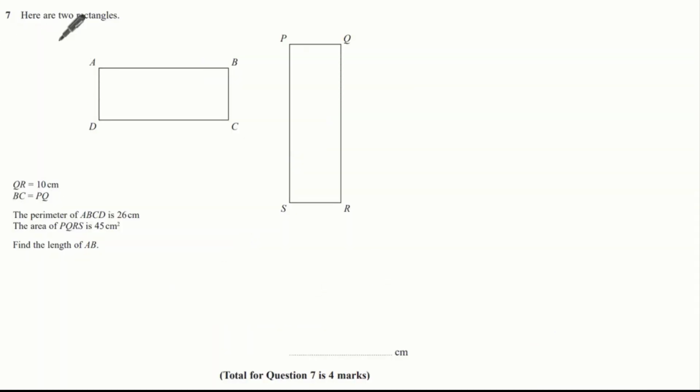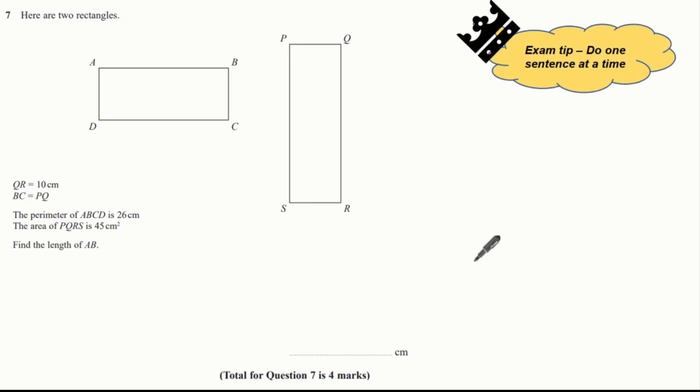Question 7 shows us 2 rectangles. We have rectangle ABCD and rectangle PQRS. Now it states that QR is equal to 10 centimeters, BC is equal to PQ, and the perimeter of ABCD is 26 centimeters, and the area of PQRS is 45 centimeters. We're asked to find the length AB. Now, a nice little tip for these types of questions is just do one sentence at a time when you're given this type of information.